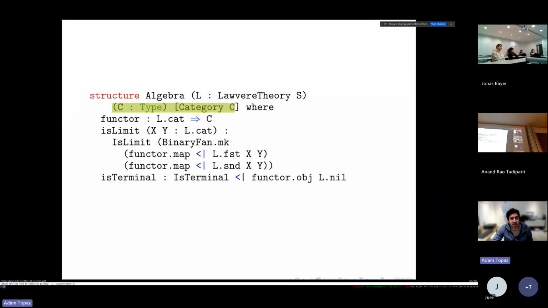You have some other category C, and an algebra consists of simply a functor from the category associated to L to C, which preserves binary products, and preserves terminal objects. This is just how you spell the fact that this functor preserves products, the way that products are formulated in Lean's math library, MathLib, and this is how you spell the fact that it preserves terminal objects.